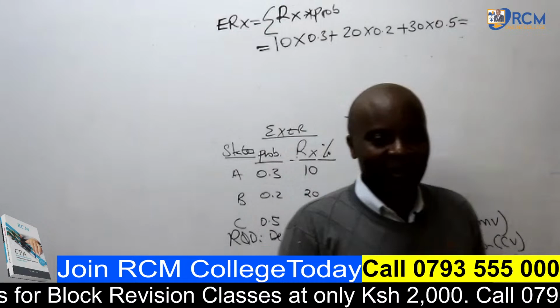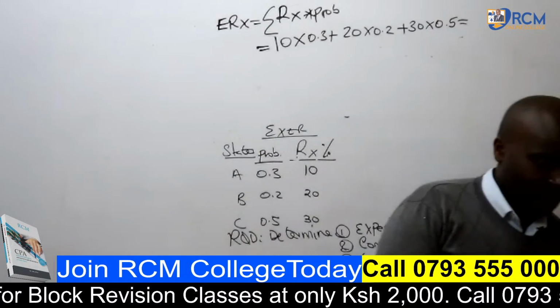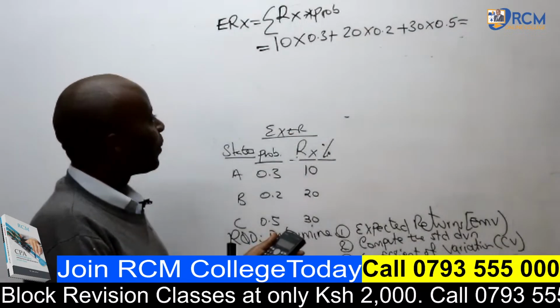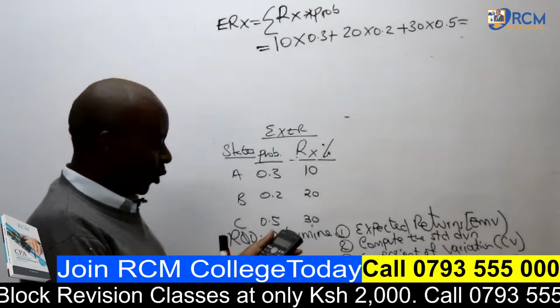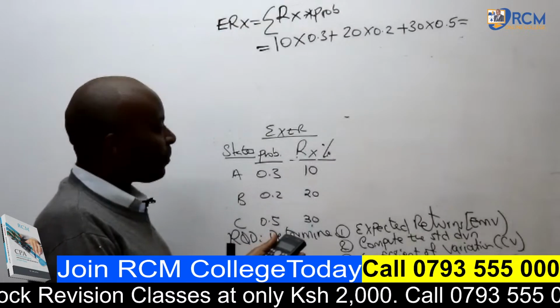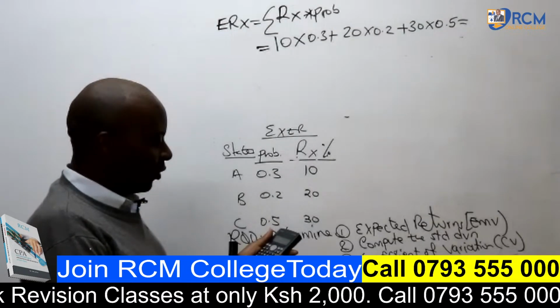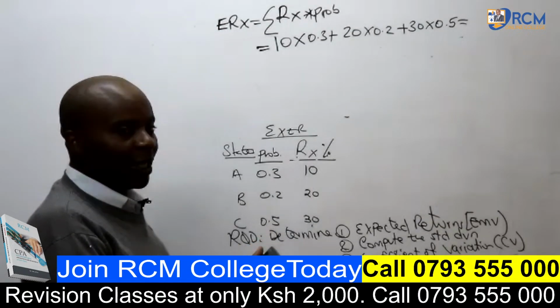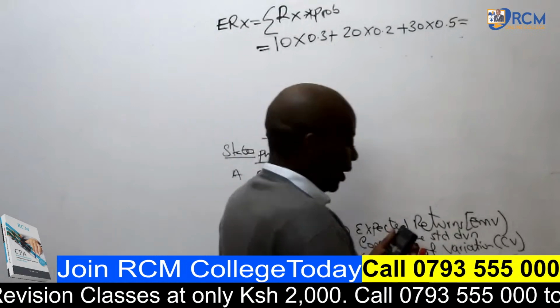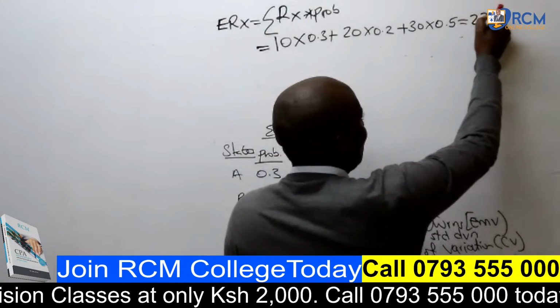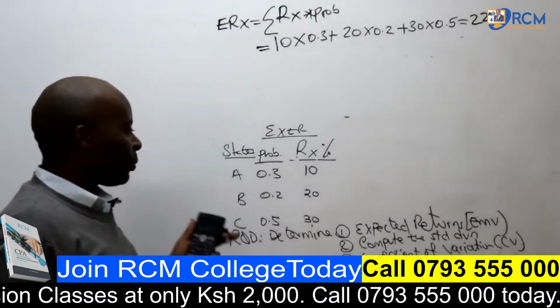Thank you very much. So expected returns, we are computing them. We have here 10 times 0.3 plus 20 times 0.2 plus 30 times 0.5, which at the end of the day gives me 22. So that is the expected return.